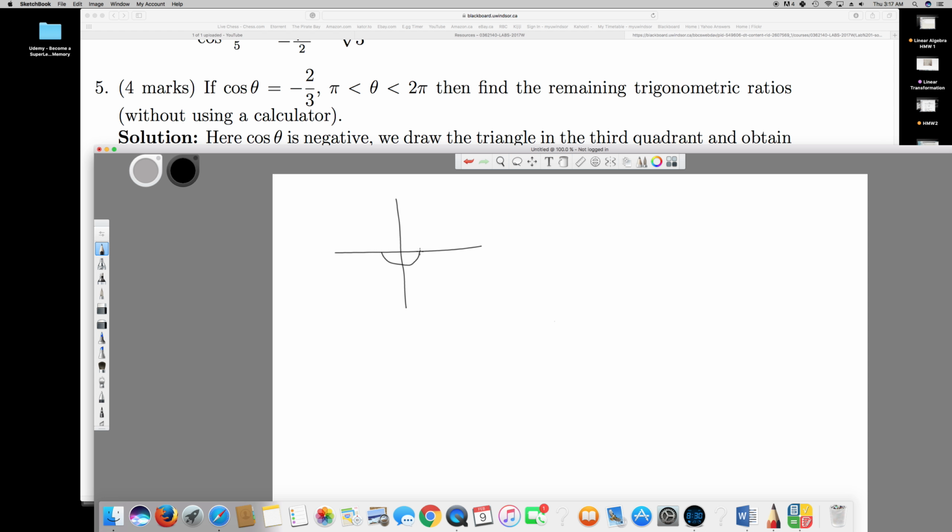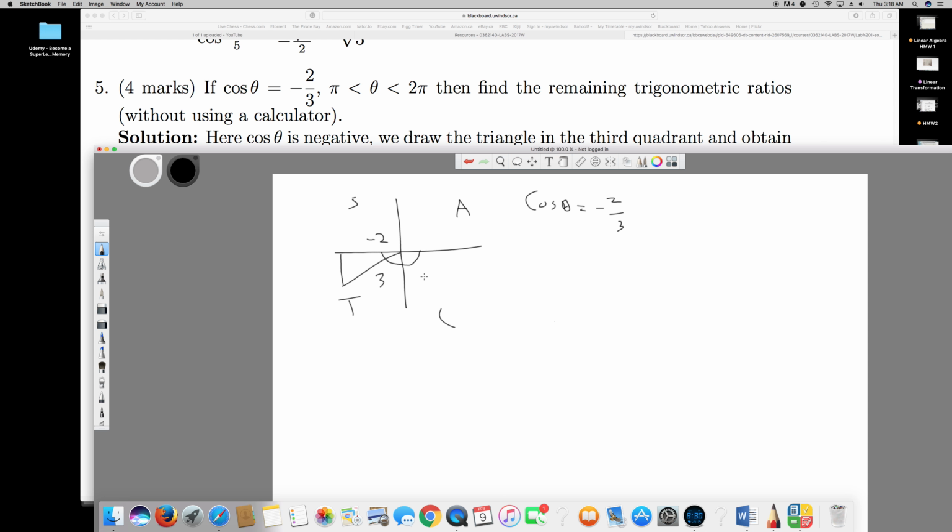Since in this case cos theta is equal to negative 2 by 3, we have to first remember ASTC, all silver tea cups, all students take calculus. In the fourth quadrant cos is positive, in the third quadrant cos is negative. The value they have given is negative, therefore we know it's exactly in the third quadrant, and cos is going to be adjacent over hypotenuse. So adjacent is going to be minus 2 and hypotenuse is going to be 3.